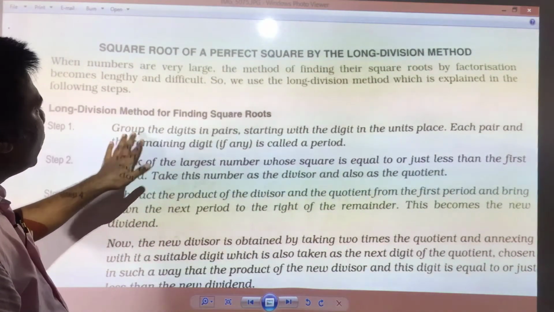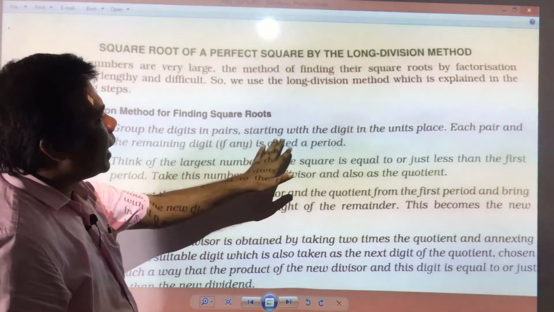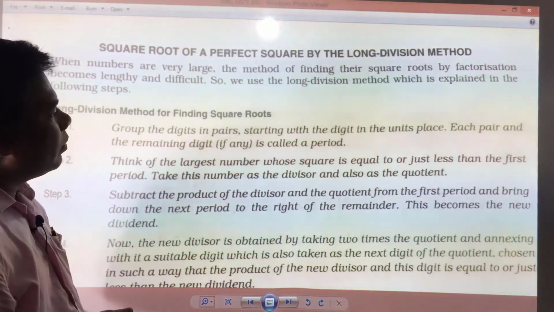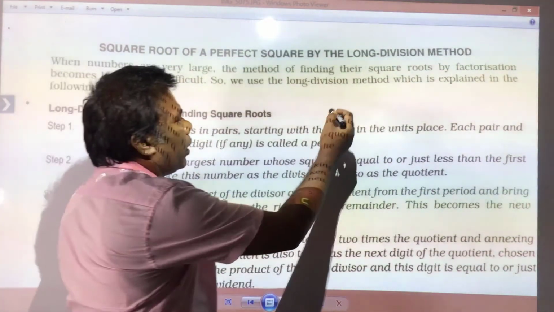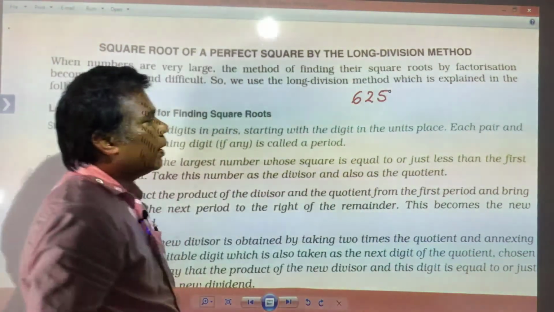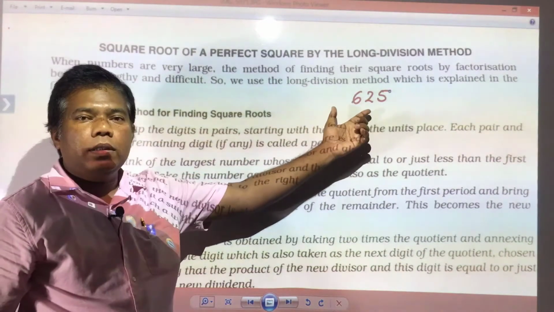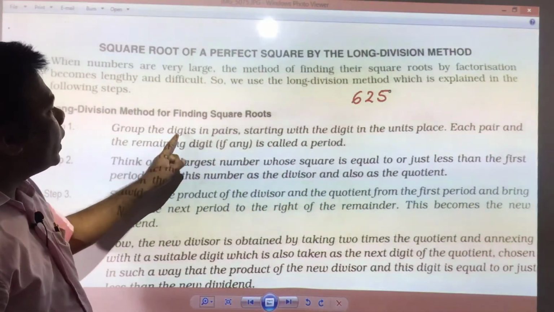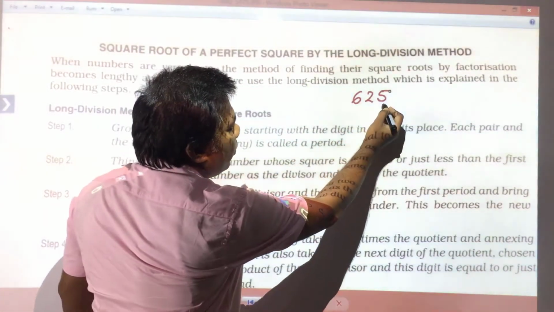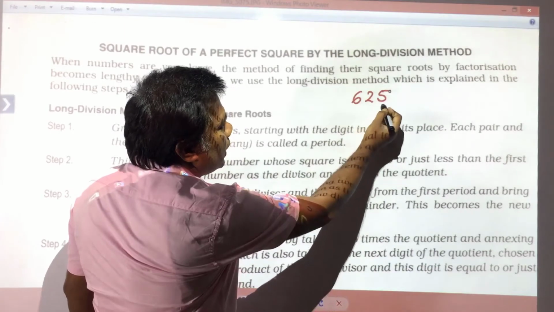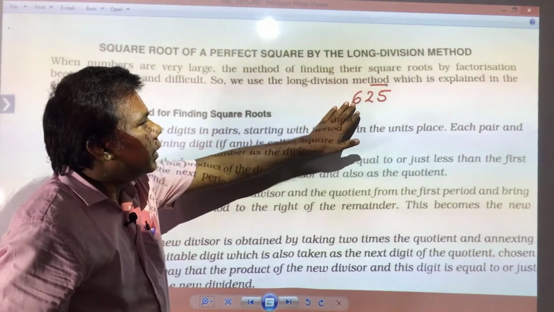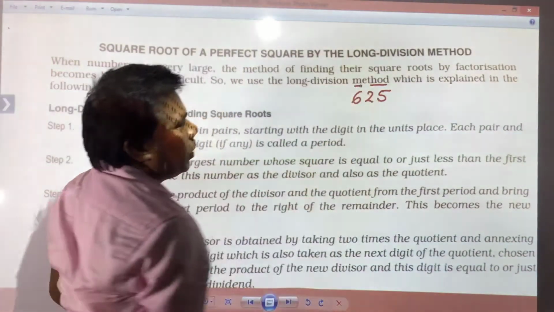First step: group the digits in pairs starting with the digit in the units place. Each pair and the remaining digit, if any, is called a period. Suppose you have the number 625 and you need to find its square root. What do you need to do? Group the digits in pairs starting with the digit in the units place. From the unit place we start and pair the digits. One pair we get, and only one digit remains.